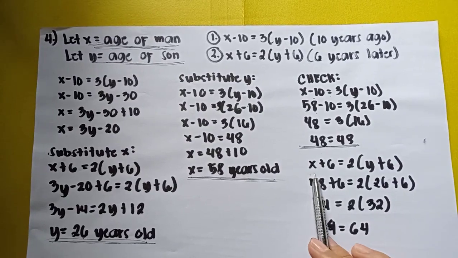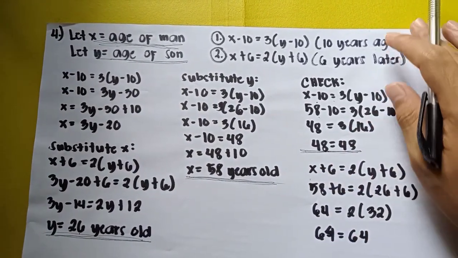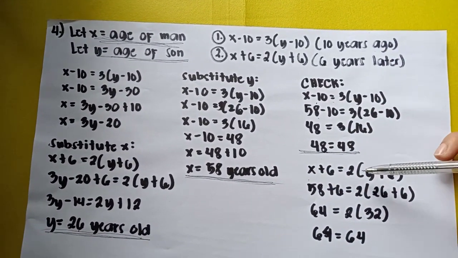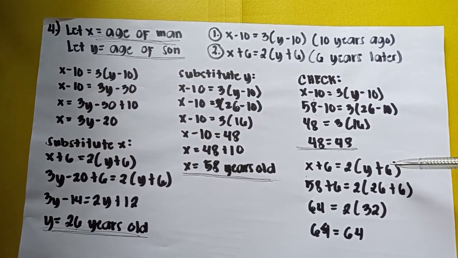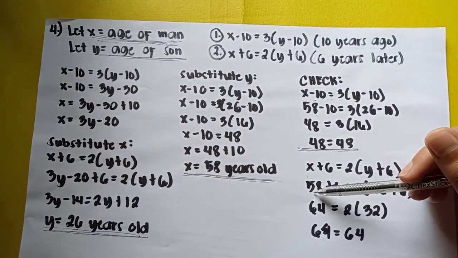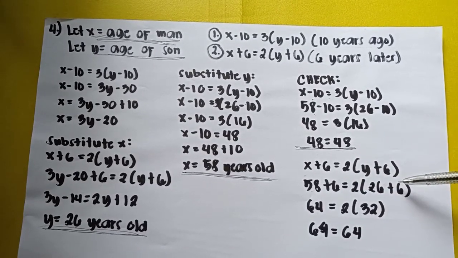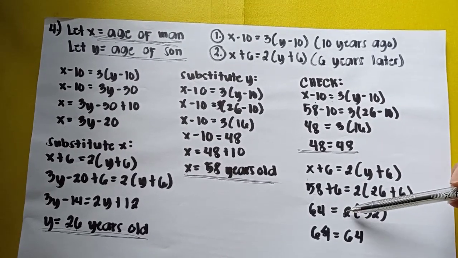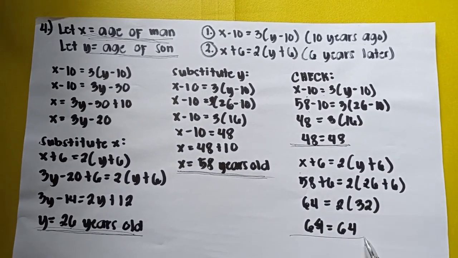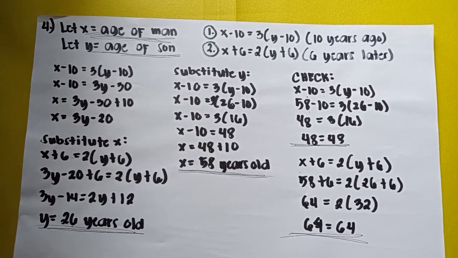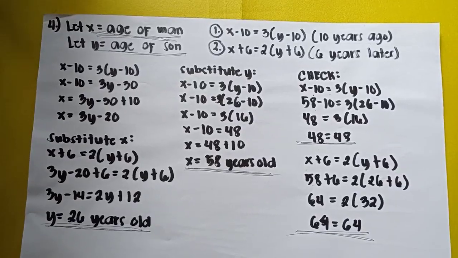Then on our formula number 2, x plus 6 equals 2 times y plus 6. 58 is the value of our x, plus 6 equals 2 times 26 plus 6. 64 equals 2 times 32. 64 equals 64. So our answer is correct.